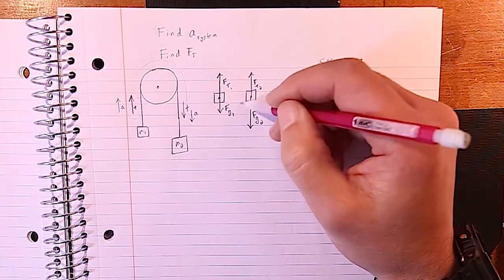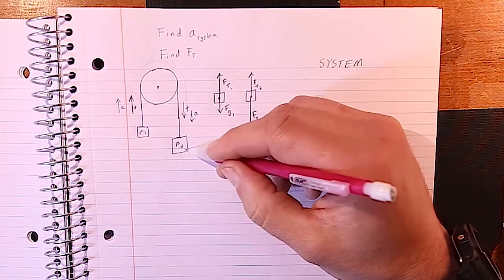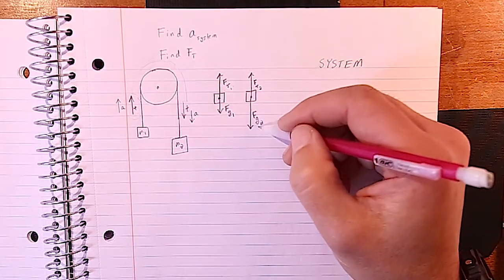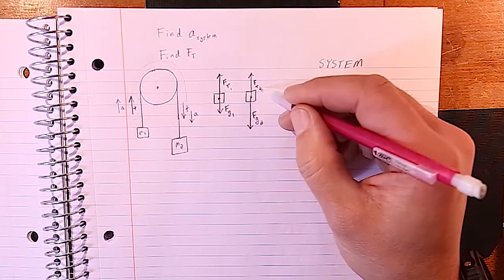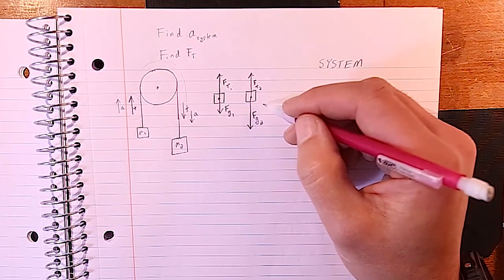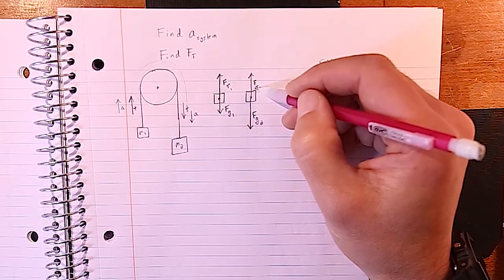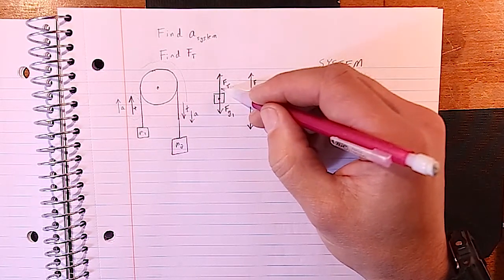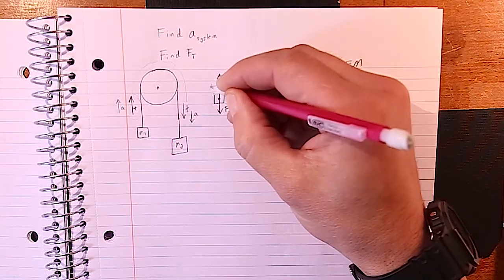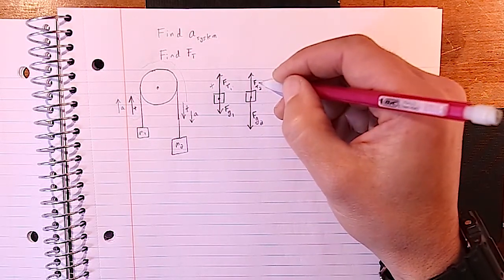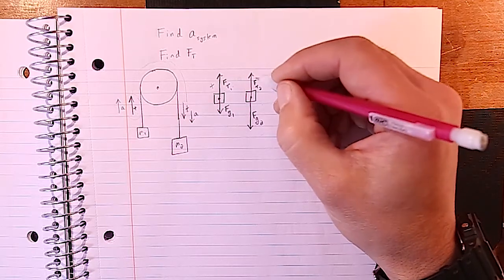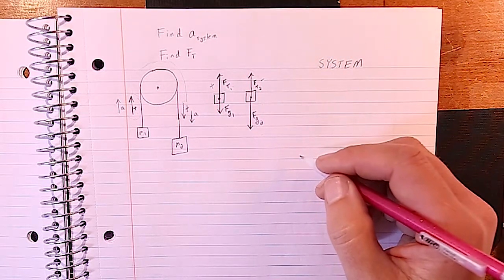And then lastly, we have Fg2, which is the weight of the second block, and that's going to be acting down, and it has to be larger than Ft2 to have a downward acceleration. Again, these two look as if they're both up, but this one is up in the positive direction, and this one is up in the negative direction, so these are opposite.